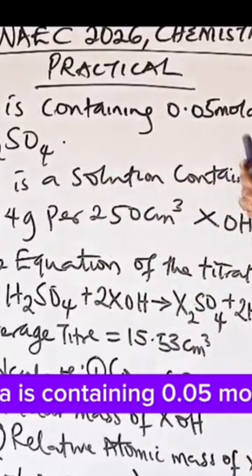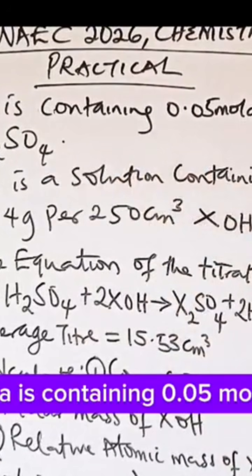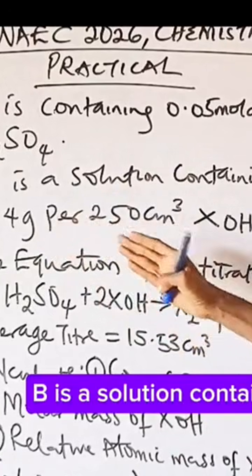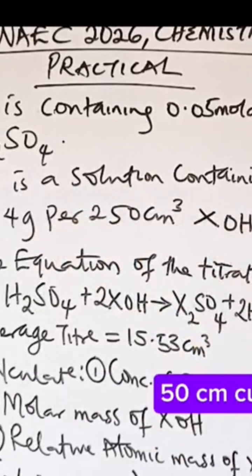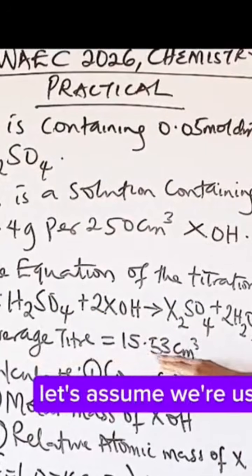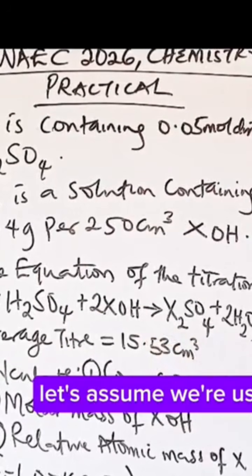A is containing 0.05 mole per dm cube H2SO4, that's tetraoxosulfate 6 acid. B is a solution containing 1.4 grams per 250 cm cube XOH. The equation of the titration you were given. Average titer value, let's assume we're using 15.53 cm cube.